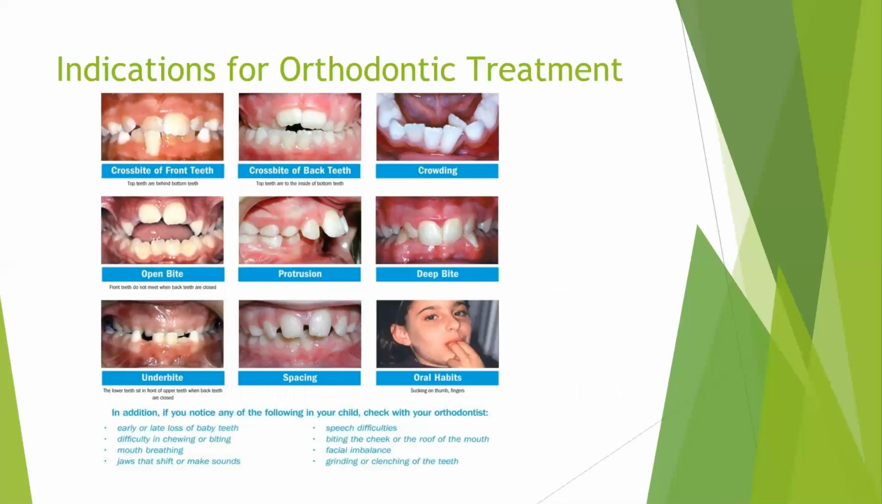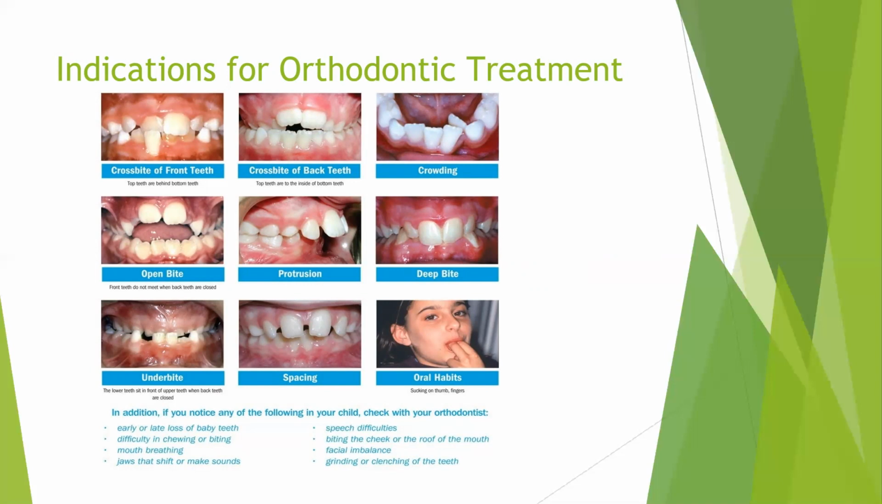Here are some pictures of cases where orthodontic treatment is highly recommended. First, you see a crossbite and crowding of the front teeth. The middle picture on the top, you have a crossbite of the back teeth. The next one on the right, you have lower anterior crowding, followed by an open bite, and then protrusion of the maxilla, a deep bite.